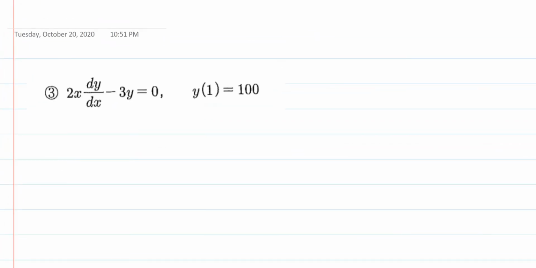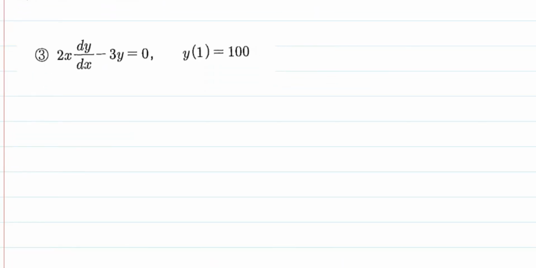Okay, so for the next question, I have 2x times dy over dx minus 3y equals 0, and I have this initial condition of y of 1 equals 100. So if I translate this into a point, this is the point (1, 100). Okay, let's go ahead and solve this problem here.